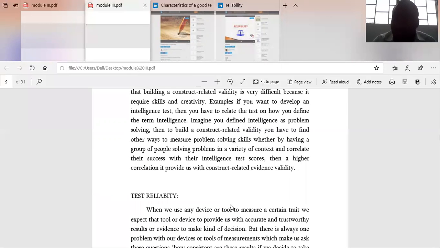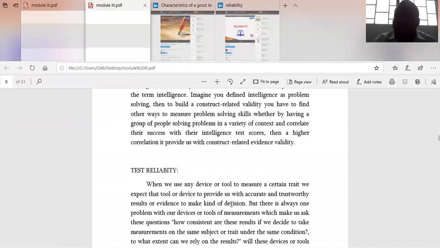That's what is meant by the word consistency. When we use any kind of tool or device to measure a certain trait, we expect that tool or device to provide us with accurate or truthful results or evidence to make any kind of decision. So if you come up with a test, and when you use it at another time you find that there is a discrepancy, we can judge that the test was not reliable.